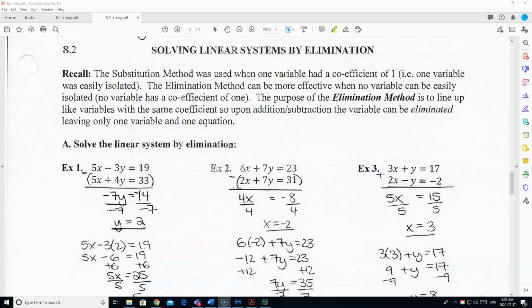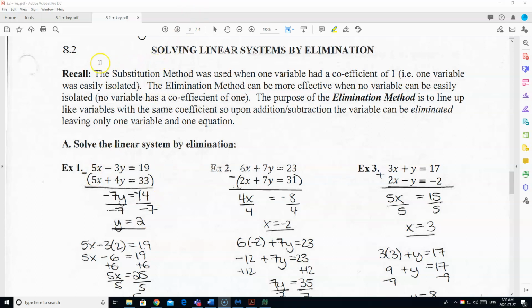So again, you're going to have two equations and two unknowns, and we're just going to set it up by either subtracting or adding the two equations. This is possible, and that way we're going to eliminate one of the variables. Let's read this paragraph and we'll jump into a few examples and take a look.